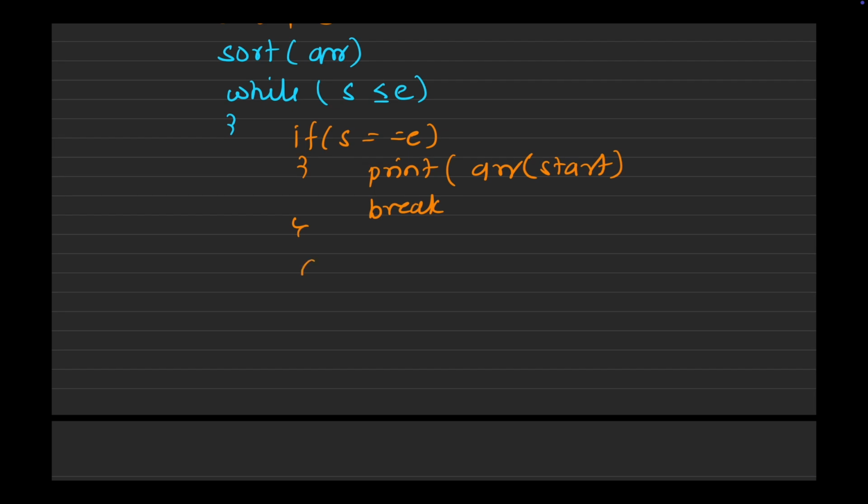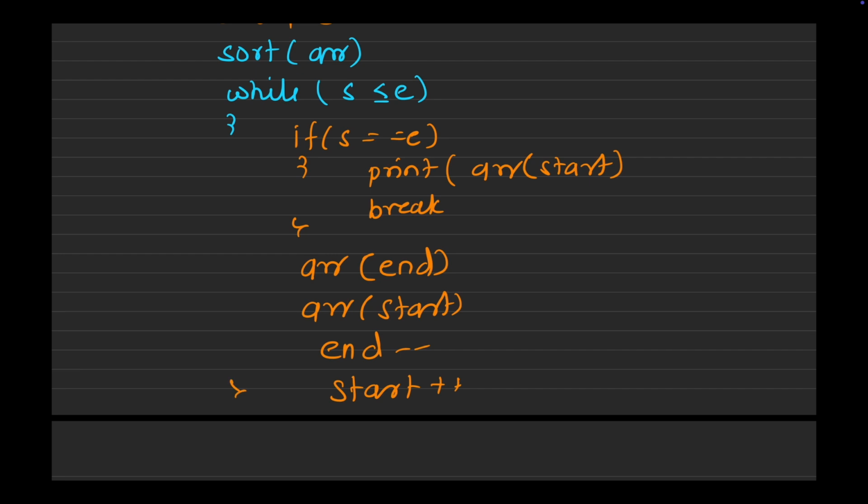Otherwise, first of all I can simply print the largest element, that is at end, and then I want the smallest element that is present at start. And simply I will do end minus minus, and here I will do start plus plus. So I will write in a bracket that this is nothing but the largest and this is nothing but the smallest. So this is the easiest problem.